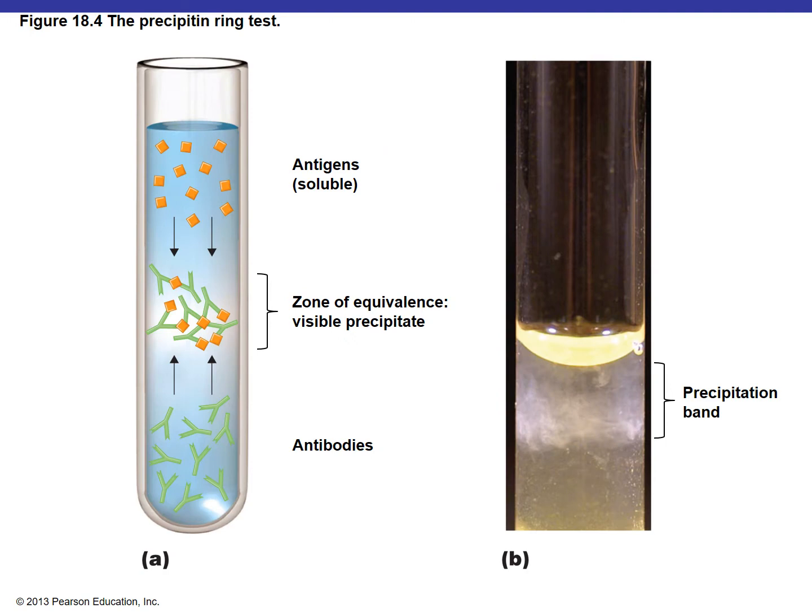And here it is. The precipitin ring test is for soluble antigen.